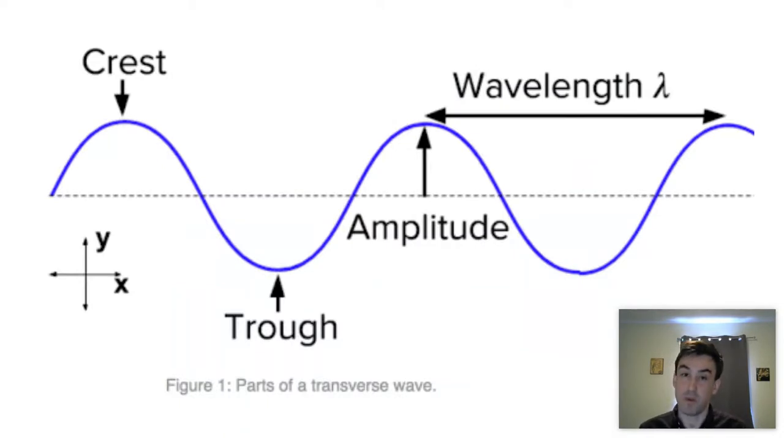So some of this was review. The crest is the top of the wave, the trough is the bottom of the wave, and the wavelength is just one full cycle of the wave. Or you can measure from crest to crest or trough to trough. It's just the length of a repeating wave.